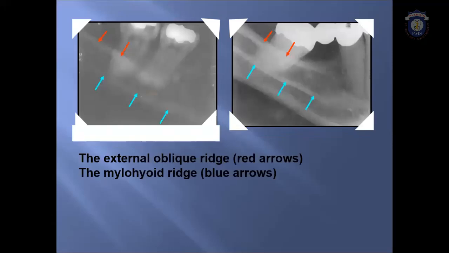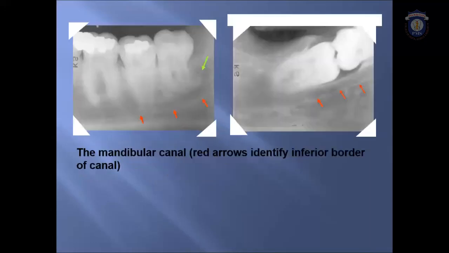So here in the first radiograph, the blue arrows show the mylohyoid ridge, whereas the red arrow shows the external oblique ridge. In the second radiograph, you can see it is a foreshortened radiograph where you can also see the inferior border of the mandible. Here you can clearly appreciate the area between these two ridges. And here the red arrows again show the mandibular canals.